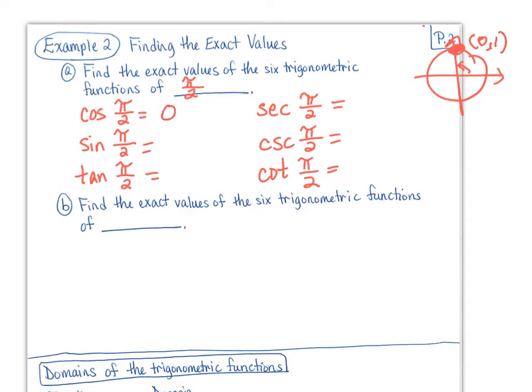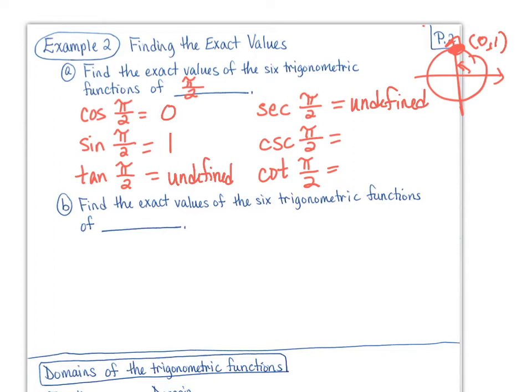What's sine of pi halves? 1. What's tangent of pi halves? Can you divide by 0? Undefined. Good. Secant of pi halves? Undefined as well, because you have 1 over cosine of pi halves, which means you have 1 over 0, but that's undefined because we cannot divide by 0. What's cosecant of pi halves? 1. Good, because that's 1 over sine of pi halves. Sine of pi halves is 1. So you have 1 over 1 is 1.